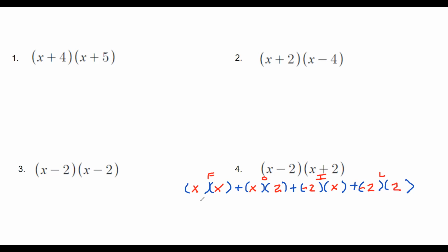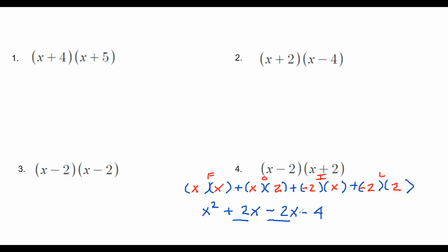And let's simplify. X squared. X times 2, and it's a positive 2. So that's going to be positive 2x. Negative 2 times x, minus 2x. And minus 2 times positive 2, because there's one negative, that result will be negative. And as has happened in every one of these problems, we combine these middle 2 terms, but we have plus 2x and minus 2x. Those cancel each other out and leave us with 0.